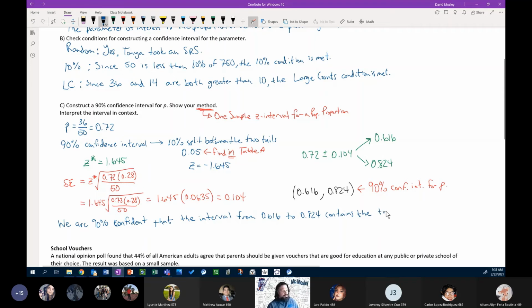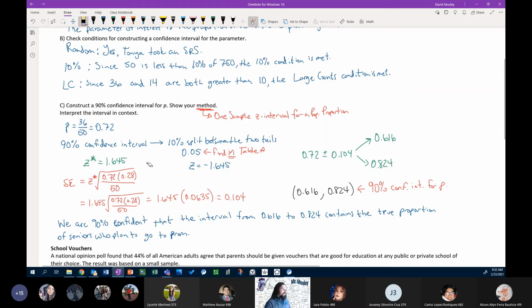contains the true proportion of seniors who plan to go. Right, so again, I'm not just saying that it contains the true population proportion. I am talking about the context from the problem, which is dealing with the proportion of seniors who want to go to prom. We want to be specific.